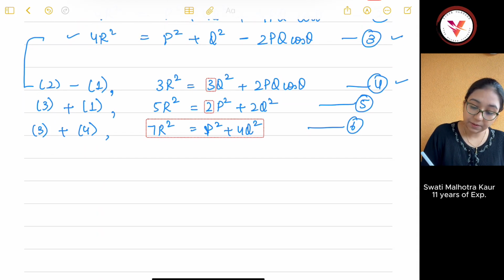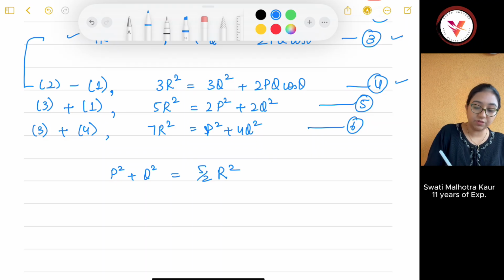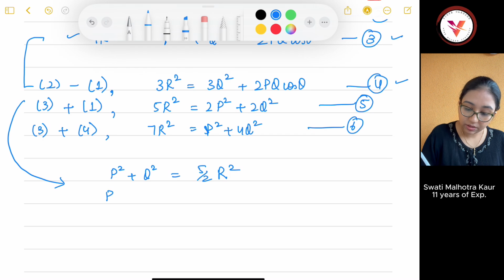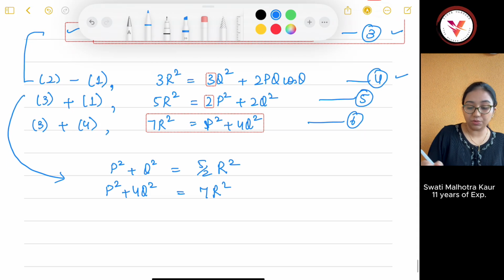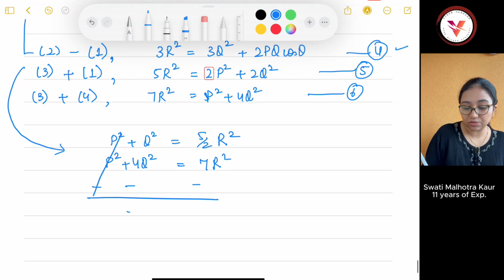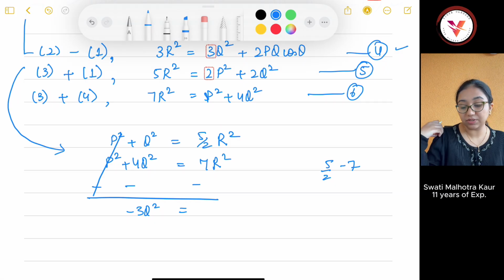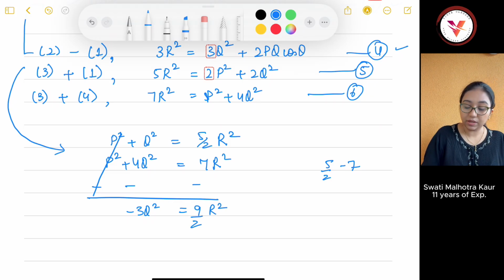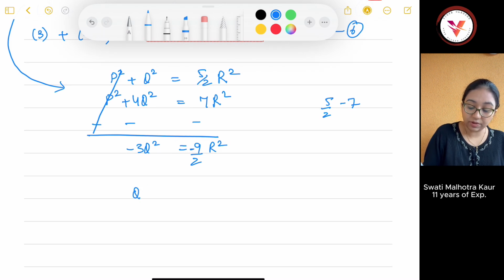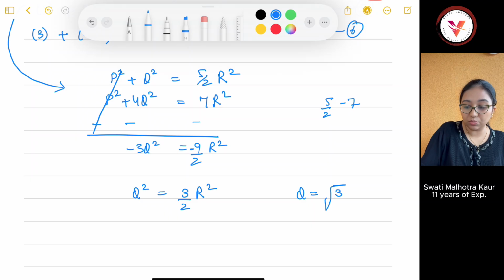Now, you can see this is P square plus Q square equals 5 by 2 R square, from equation 5. And from equation 6, it is P square plus 4Q square equals 7R square. Now you can subtract them. It becomes minus 3Q square equals 5 by 2 minus 7, that is 5 minus 14 by 2, which gives minus 9 by 2 R square. So then your Q square will become 3 by 2 R square, and your Q will become root of 3 by 2 times R.